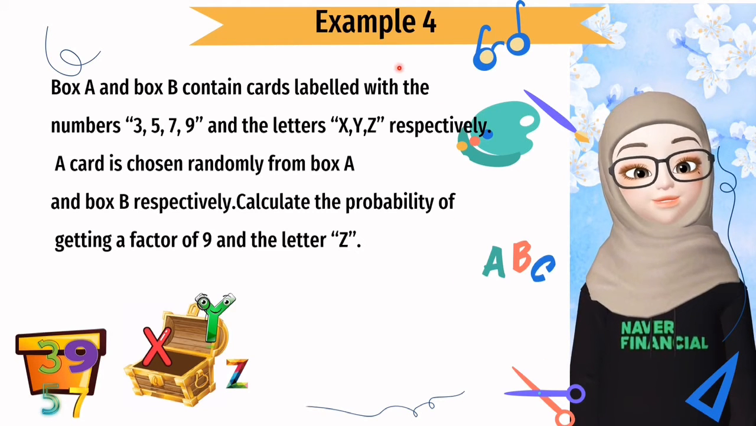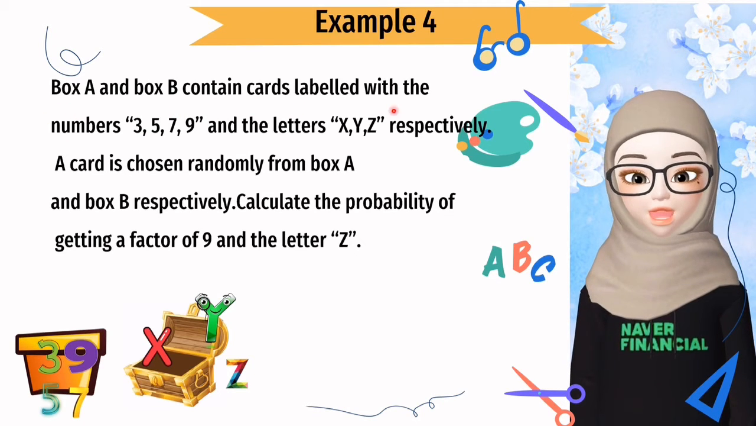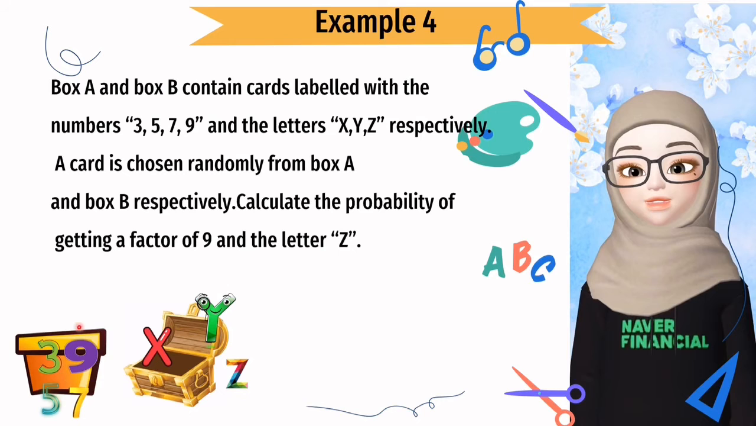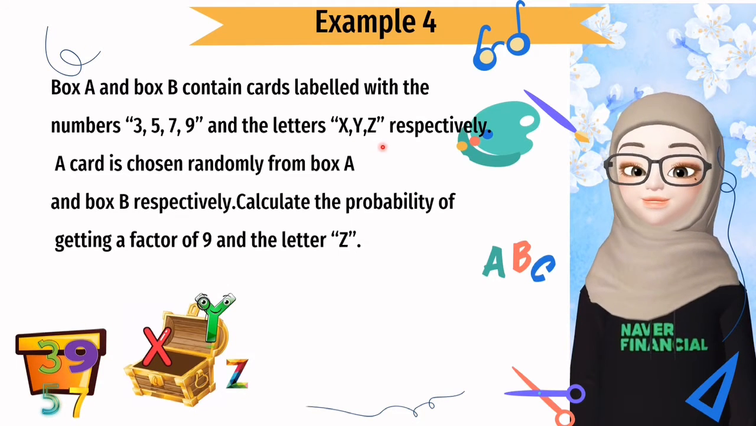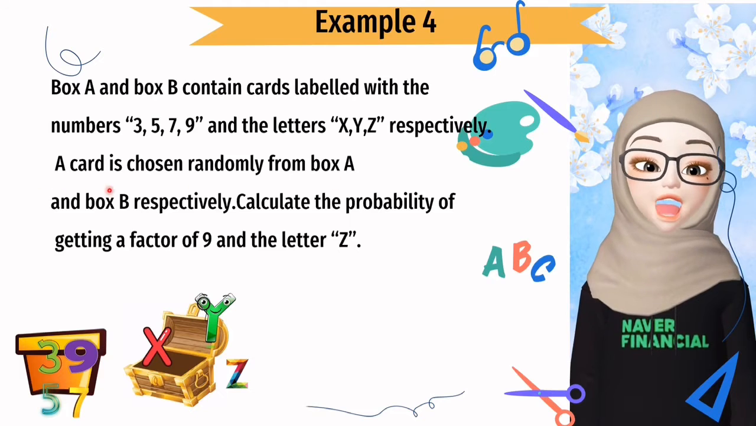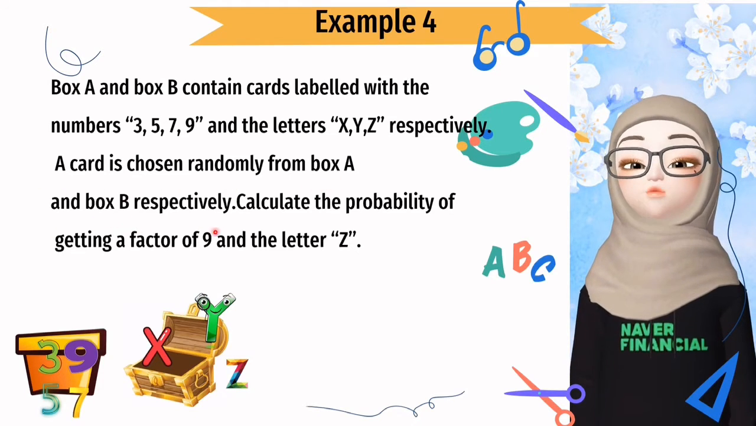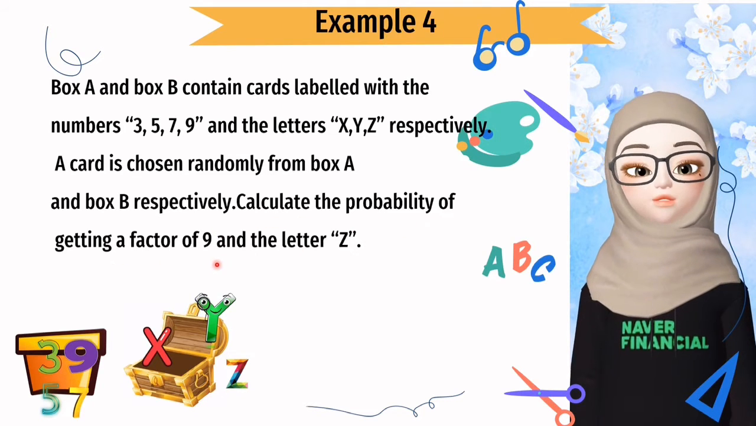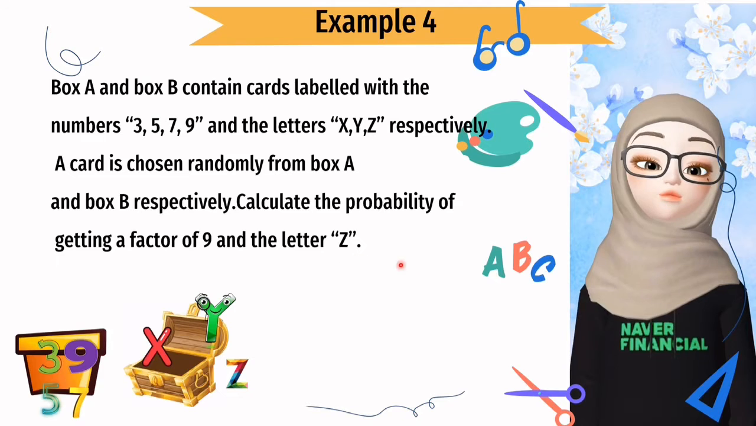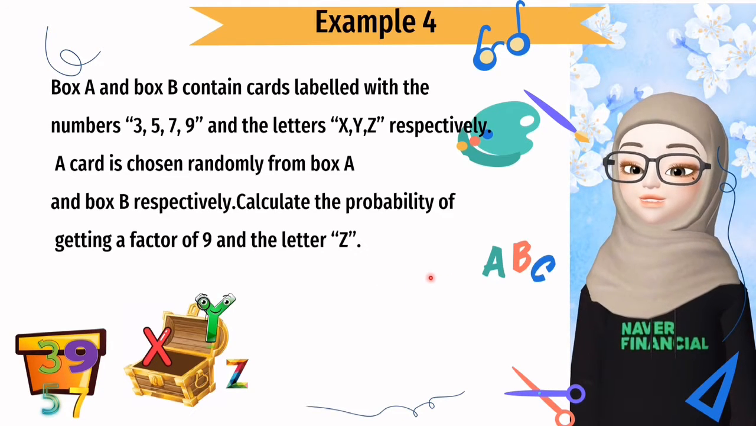This is example 4. Box A and box B contain cards labeled with the numbers 3, 5, 7, 9 and the letters X, Y, Z respectively. A card is chosen randomly from box A and box B respectively. Calculate the probability of getting a factor of 9 and the letter Z. Okay, this is your question.